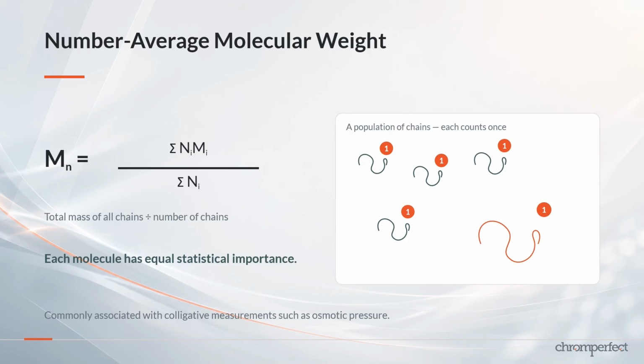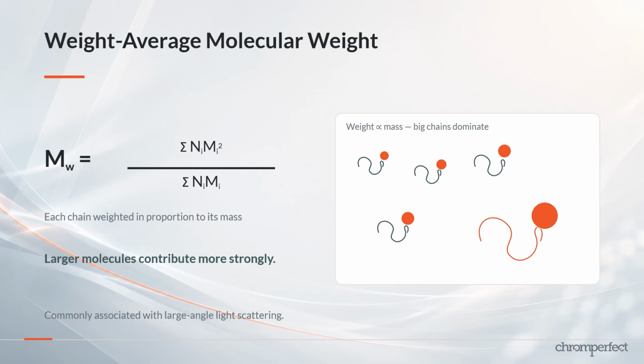The number average is obtained experimentally by methods that depend upon colligative properties. Colligative properties depend primarily upon the number of dissolved particles rather than their individual sizes. Osmotic pressure measurements are one example. The weight average molecular weight gives greater importance to the larger molecules because each molecule is weighted according to its mass. A molecule with twice the molecular weight contributes twice as strongly as a smaller molecule. Large-angle light-scattering measurements commonly provide the weight average molecular weight.